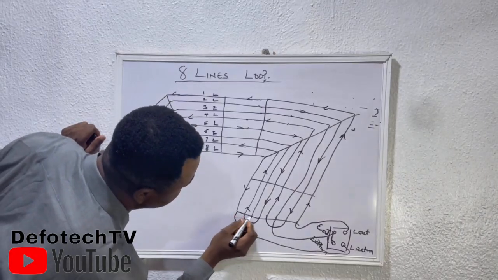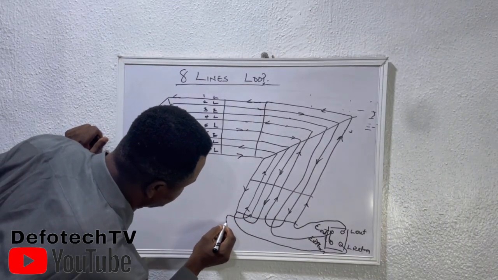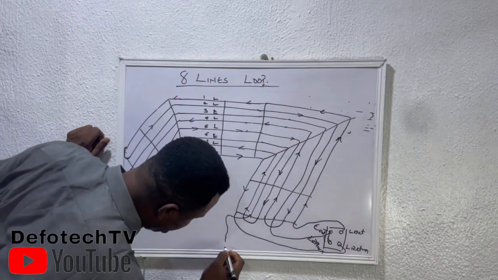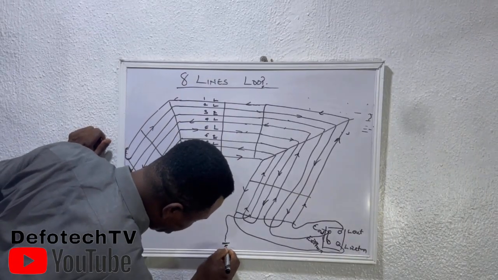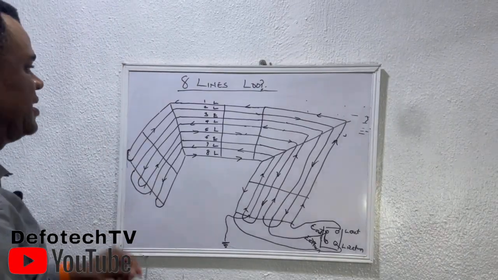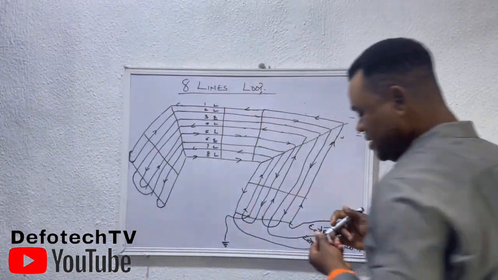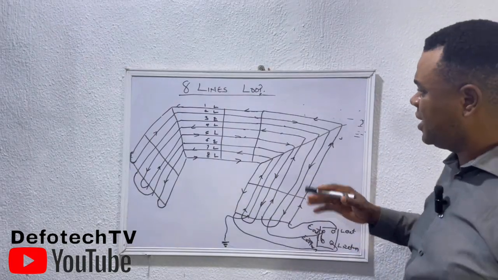You can come here. This is earth here, right? From here, you can tap from here and take it. Bury your earth rod, bury to the mass of earth. Bury to the ground. That's all about the 8 lines. This is all you need to understand about the 8 lines.